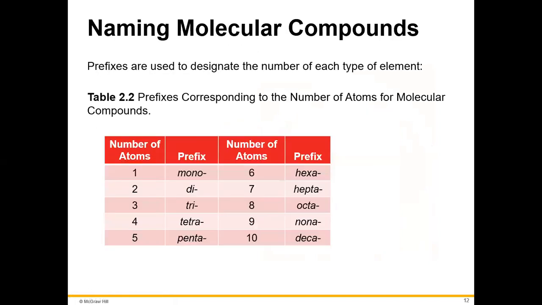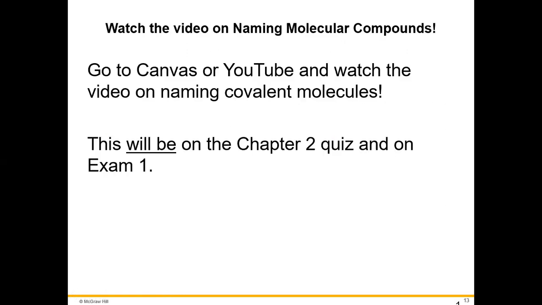Now, this is something that you're going to have to learn. You're going to have to memorize it. So make a note to yourself. You need to memorize this chart of prefixes. 1 means mono, di, tri, tetra, penta, hexa, hepta, octa, nona, deca. Because when we name molecular compounds, we use what's called the prefix system. The prefix system has its own lecture. So go out onto Canvas or to the YouTube channel and watch the video called Naming Covalent Molecules.